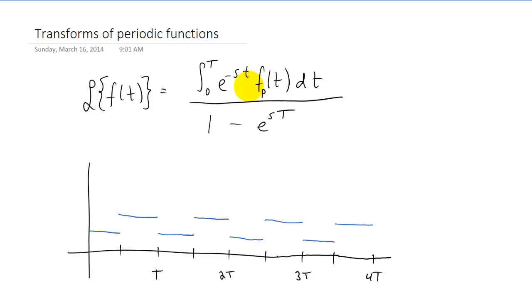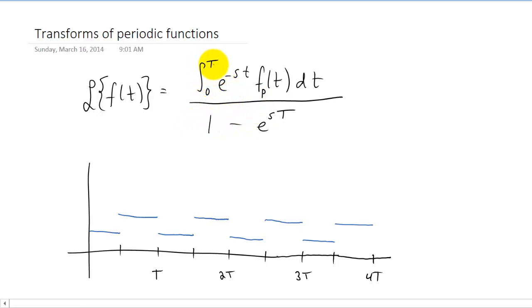In this video, I just want to mention the existence of a transform of a periodic function right here, and I want to talk about where this formula comes from. In your book, they do have some other derivation for this, but I don't think it's very much fun. So we're going to do kind of what I think is a neat derivation for this formula right here.